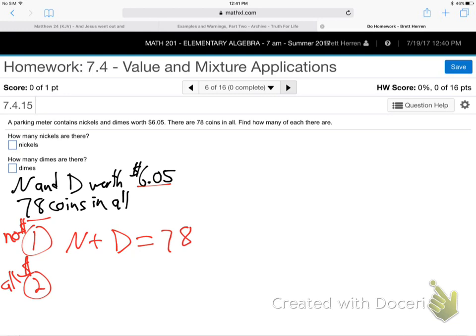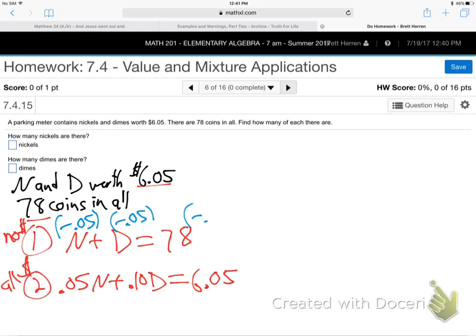What's a nickel worth? 0.05, right? 0.05N plus 0.10D is 6.05. Does that make sense there? On the second one, money, money, money. All right, you can take it from there, right? Can you make the fronts opposites? Minus 0.05, minus 0.05, minus 0.05, right across the top to make the fronts become opposites.